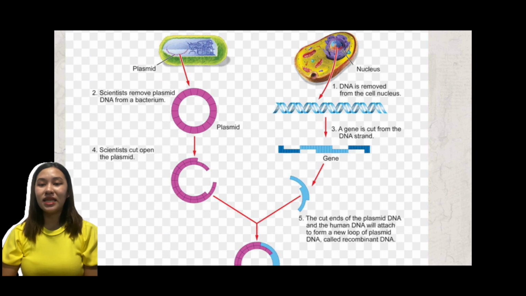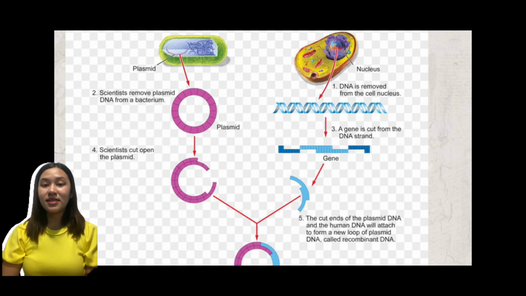Third is the gene cutting. Next, kay ang scientist mag-cut out of specific gene nga gikan sa DNA, and then kani nga gene siya ang magdala sa instruction nga gikan sa particular trait or characteristic. So, fourth is the plasmid cutting. They also cut and open the plasmid DNA to create a gap. So, the last thing is the DNA joining.